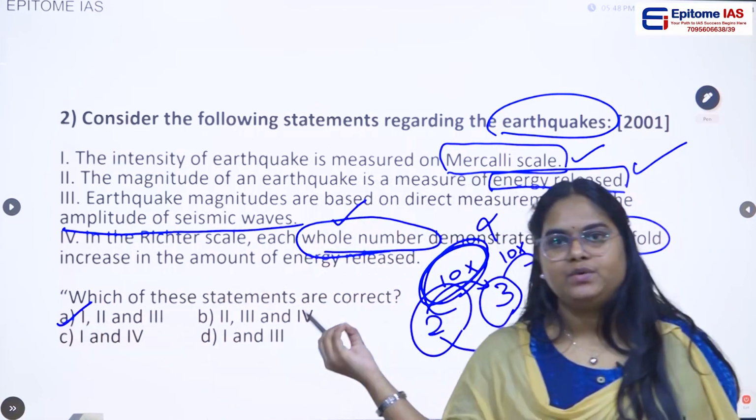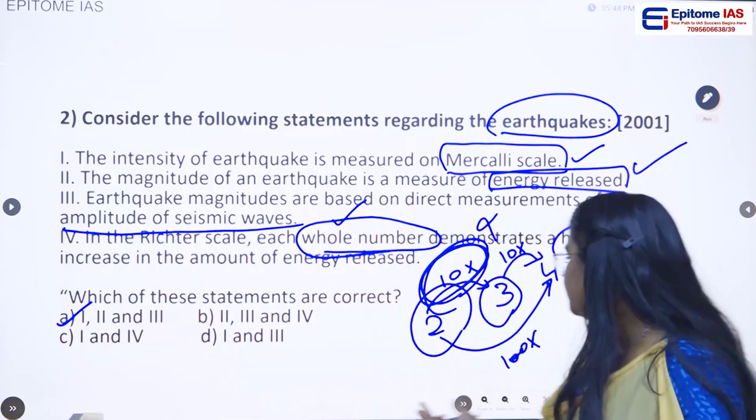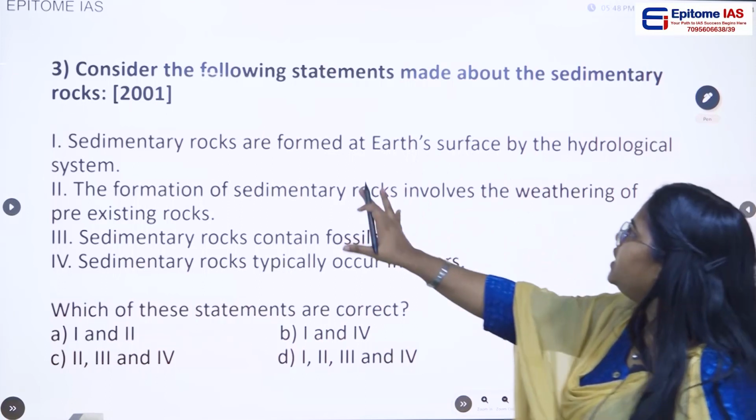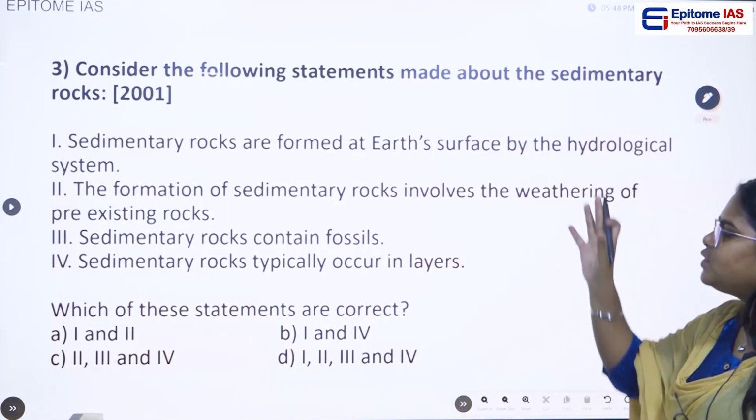Option A, 1, 2 and 3 is the correct answer. Then let us go to the next question. Consider the following statements made about the sedimentary rocks.